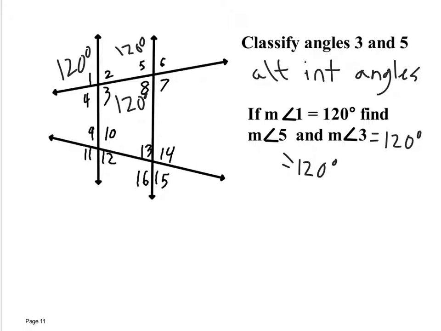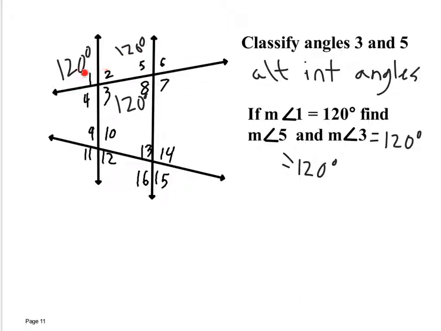Based off one angle, I can find them all, guys. If you use those 5 relationships, supplementary, vertical, alternate interior, alternate exterior, and corresponding, and you know what each of them is talking about, you can find all 8 of these angles here.